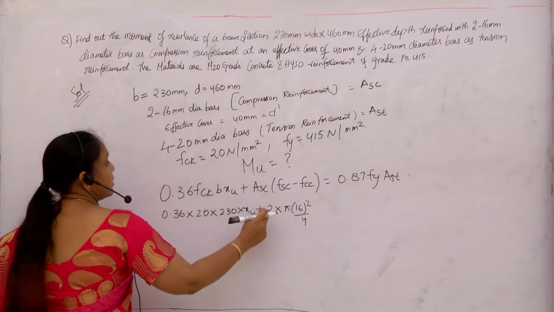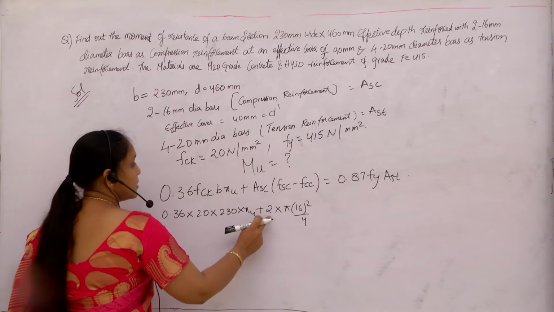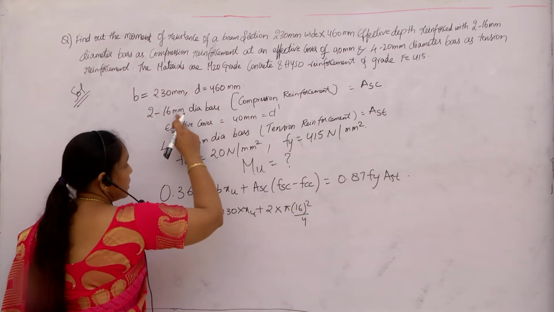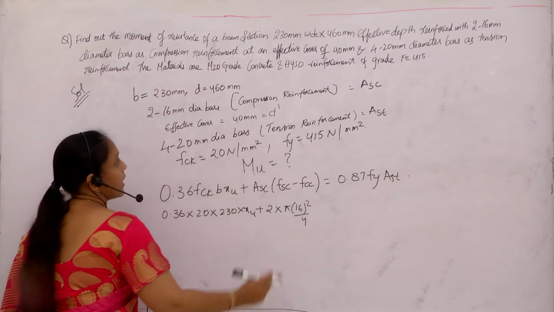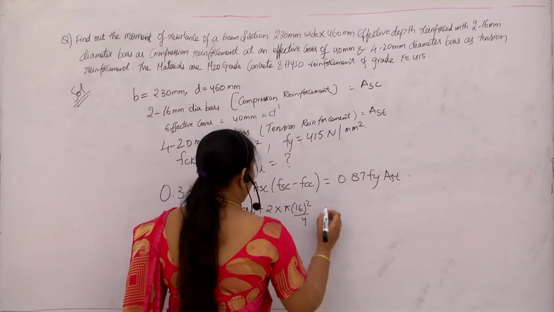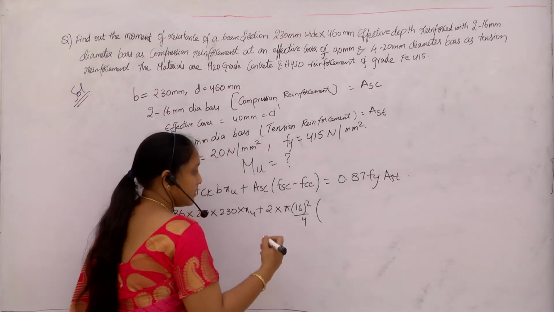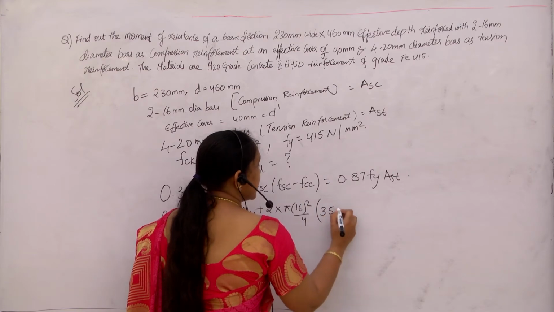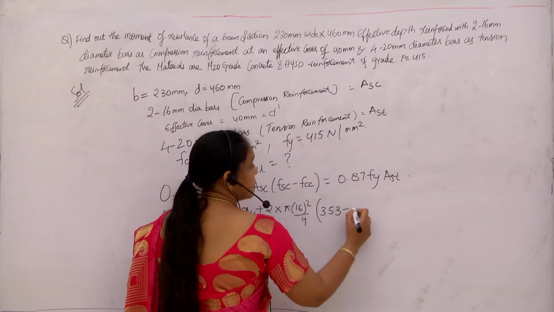That is 2, where n is the number of bars, 2 into pi into d, where d is 16, square, divided by 4. Into fsc. We have calculated the fsc right now. How much is it? 353. Minus fcc. What is fcc?